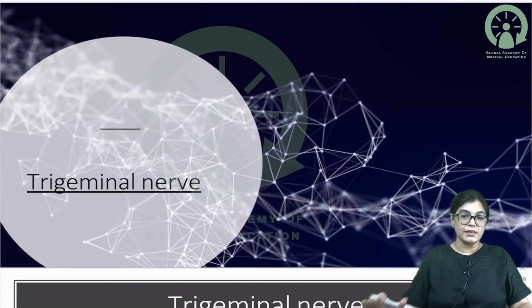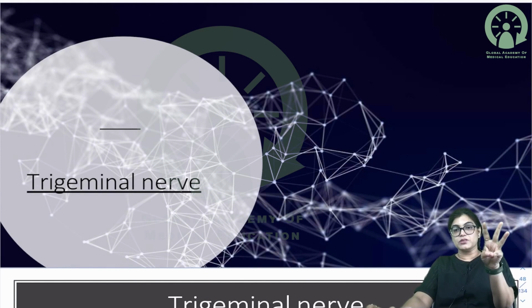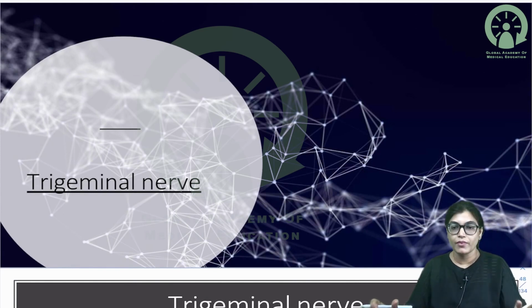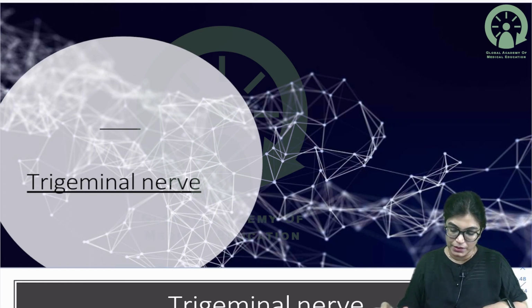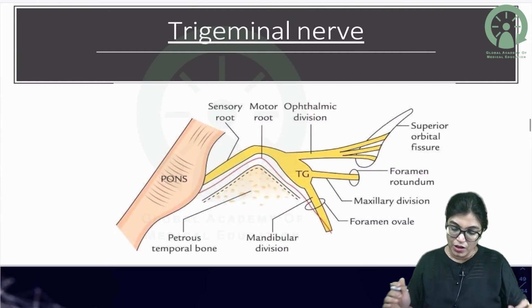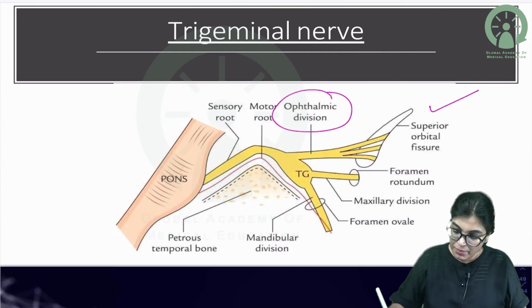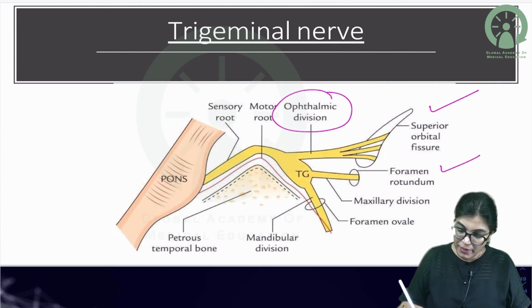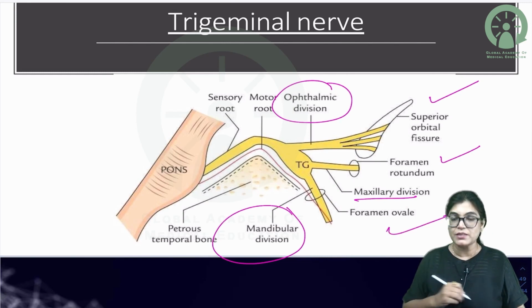Coming to the trigeminal nerve, it is the fifth cranial nerve. It has three divisions: ophthalmic, maxillary and mandibular. The ophthalmic division traverses through the superior orbital fissure. The maxillary division passes through the foramen rotundum. The mandibular division passes through the foramen ovale.